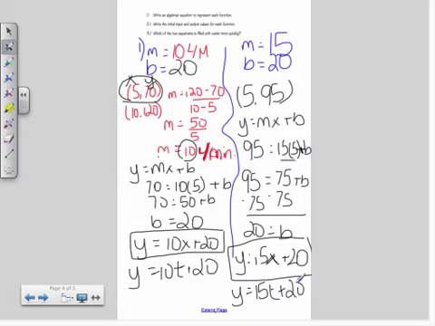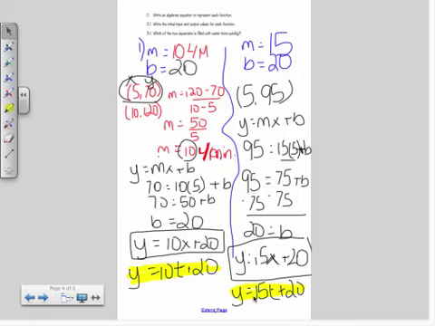So here are my two final equations. If t stands for time and y stands for the amount of liters, then here the number of liters is equal to 10 liters per minute plus an additional 20 liters. And here the number of liters is equal to 15 liters per minute plus an additional 20 liters.